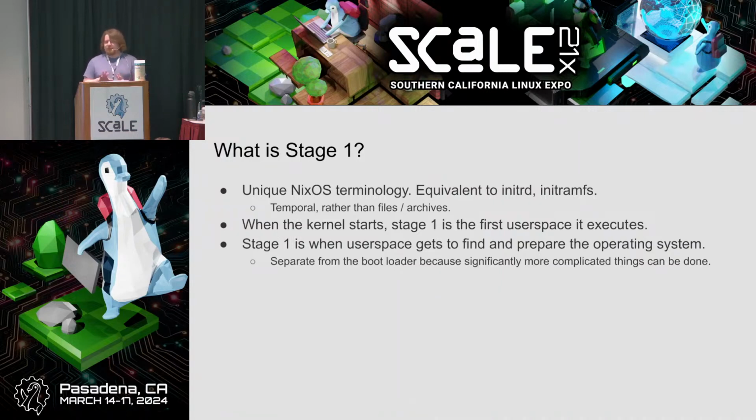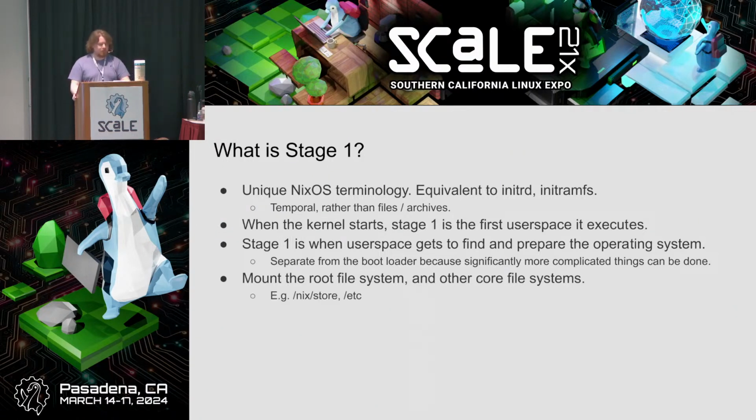We do this in a separate stage rather than in the bootloader because by harnessing the power of Linux, we can do drastically more complicated things with it. And that can include things like disk encryption or network systems or many other things. But the main job is to mount the root file system and other what I'll call core file systems. These refer to things like the Nix store or the etc directory that will populate with etc files and things like that that are necessary to start the operating system.